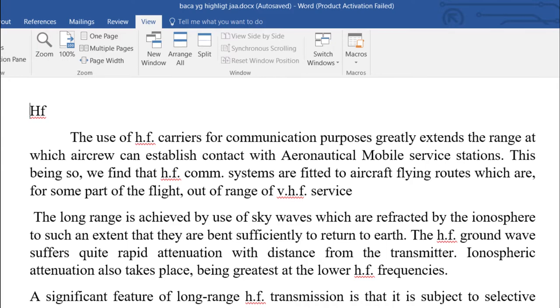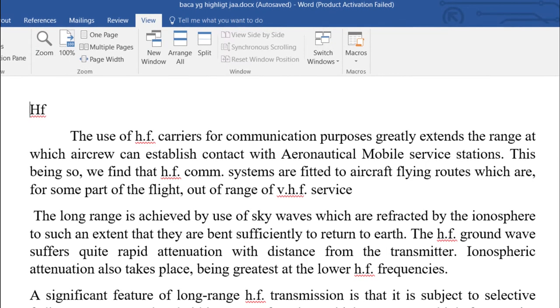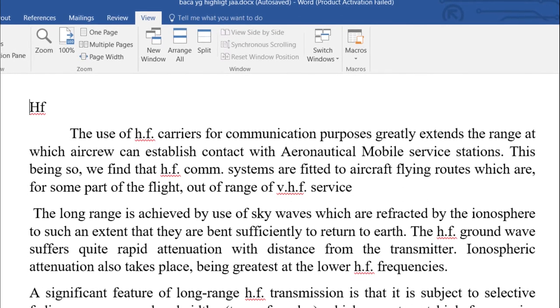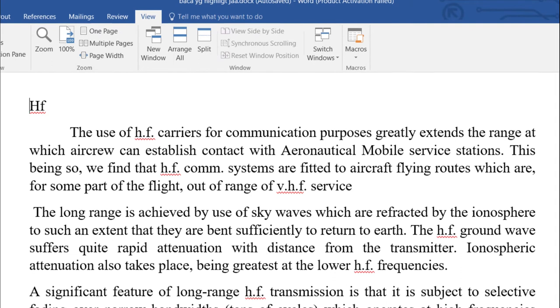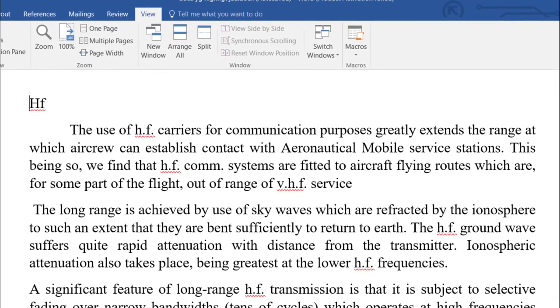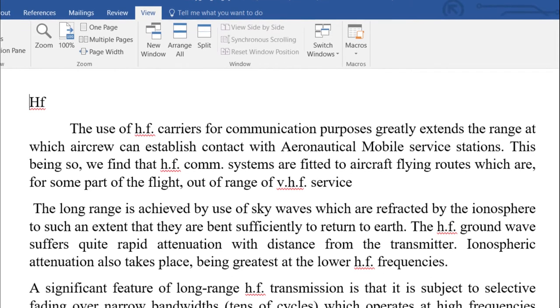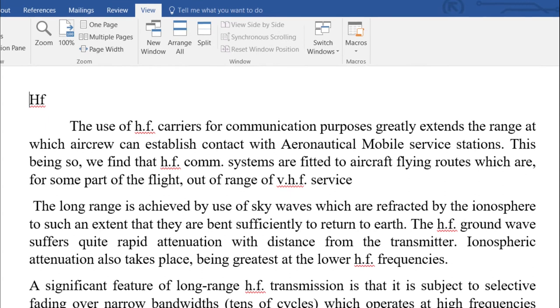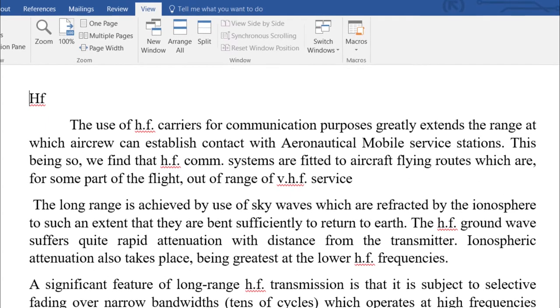The use of HF carriers for communication purposes greatly extends the range at which aircrew can establish contact with aeronautical mobile service stations. This being so, we find that HF communication systems are fitted to aircraft flying routes which are for some part of the flight out of range of very high frequency services.